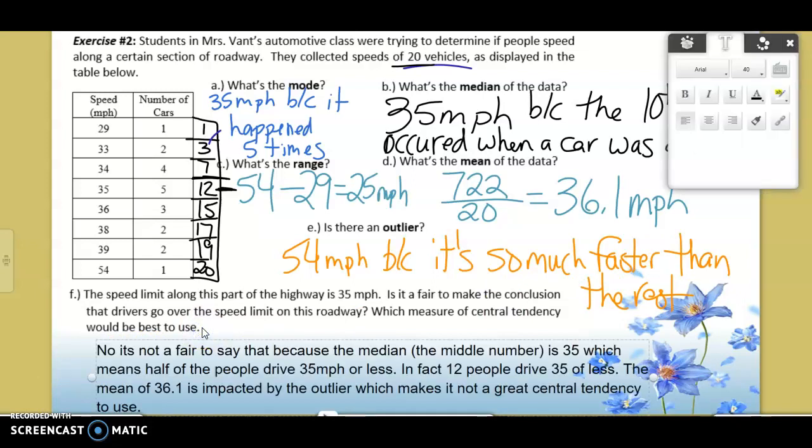So it's not fair to say that more people are driving over the speed limit because our middle number, the median, is representing half, and half of those people are doing 35 or less. In fact, 12 people are doing 35 or less. So the mean of 36.6 that makes it seem like more people are going over the speed limit is actually impacted by the outlier, so not a great measure of central tendency to use here.